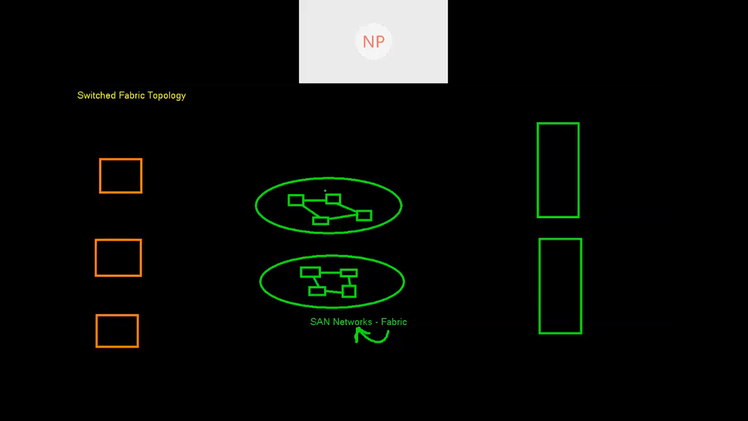Okay, so every organization will follow the same standard, like everyone will maintain two fabrics, because if one network goes down, clients, servers and storage will still be able to communicate with each other through the second SAN network. That is the reason everyone will maintain at least two SAN networks in each and every data center.